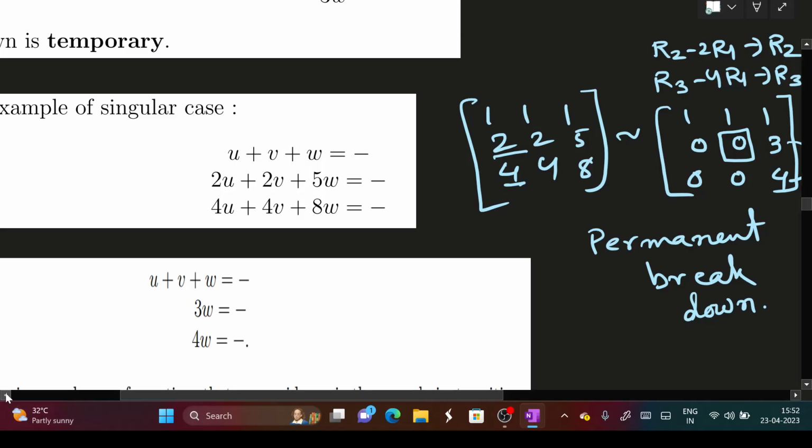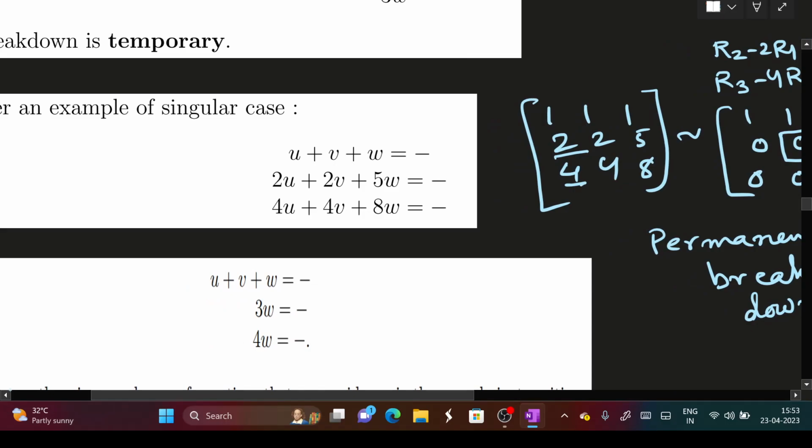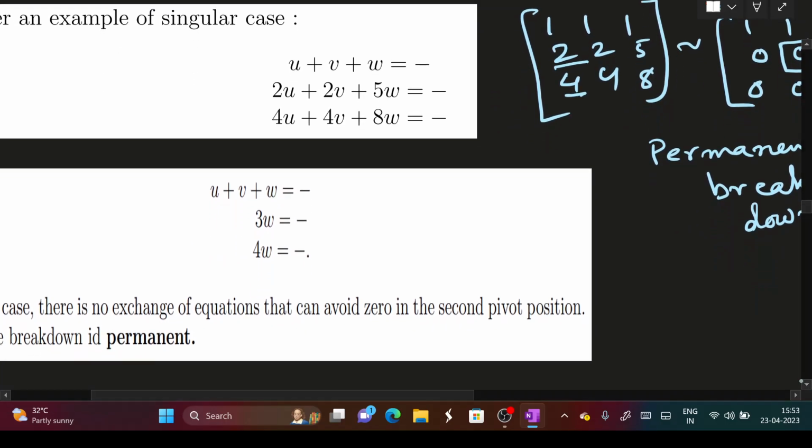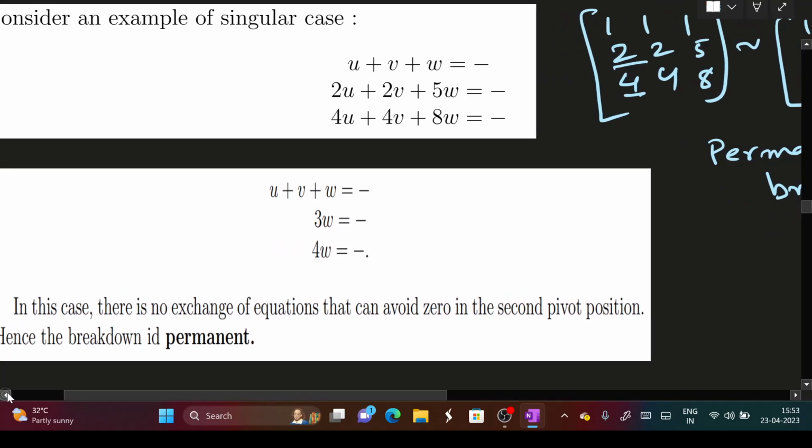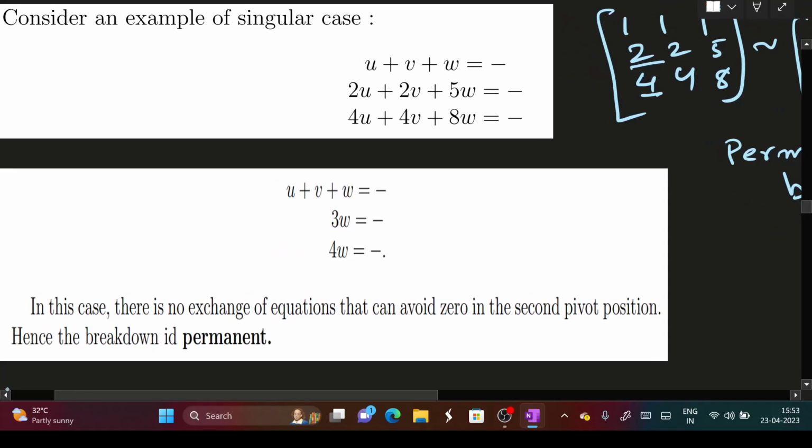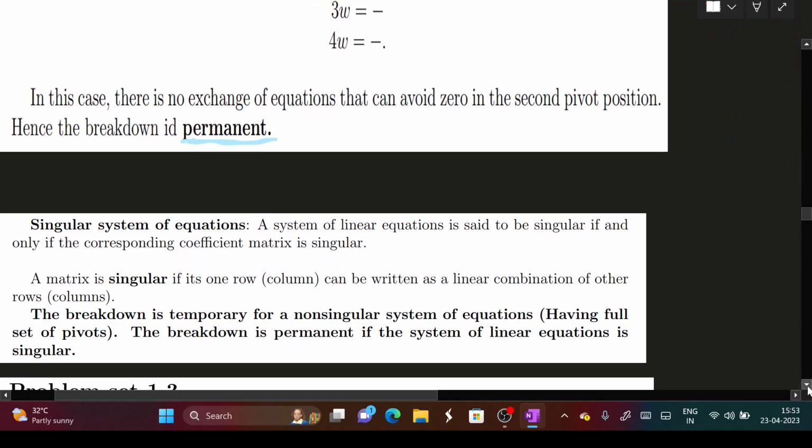Okay, it is in terms of matrix format. If in terms of equation format we will write, so here it is as per the Gilbert Strang book. So here the coefficient of v in the second equation is 0, which cannot be made non-zero by any row interchange operation. Hence, the breakdown is permanent. So here we studied the meaning of temporary breakdown and permanent breakdown.